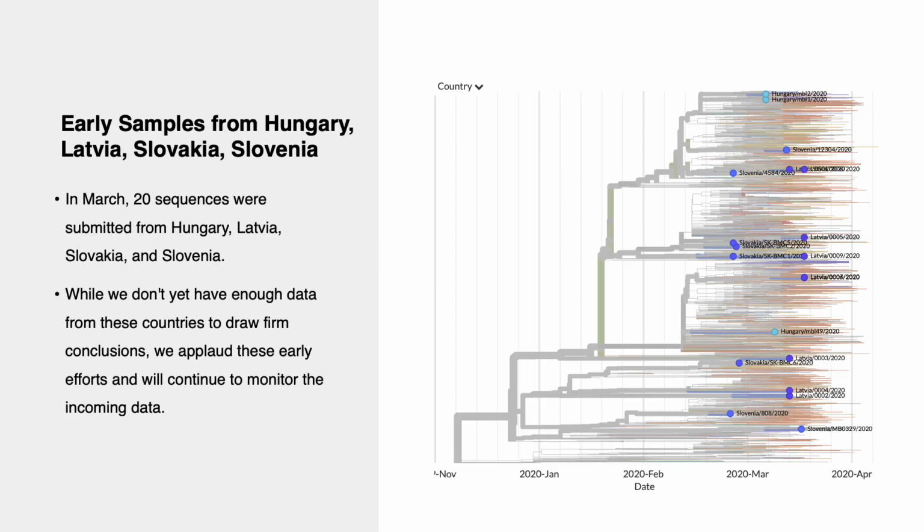In March, 20 sequences were submitted from Hungary, Latvia, Slovakia, and Slovenia. While we don't yet have enough data from these countries to draw firm conclusions, we applaud these early efforts and will continue to monitor the incoming data.